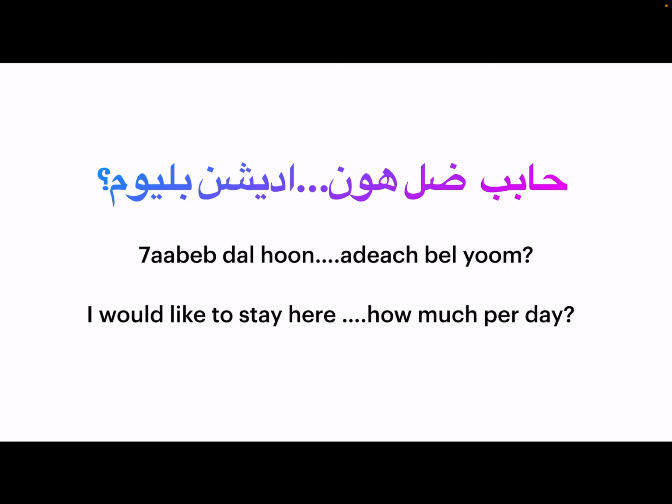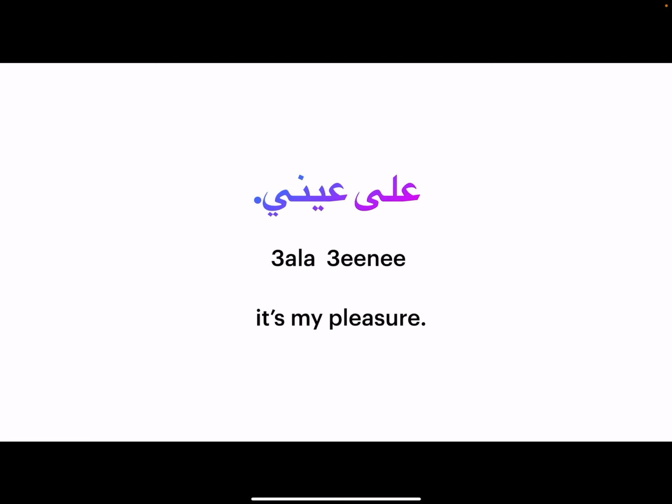So if you want to say in Arabic, I would like to stay here. Let's say you are in a hotel or in a hostel and you like this place and you want to say that, you say I would like to stay here. How much per day? حابب ضل هون قديش باليوم. تمام. على عيني. This is a super useful phrase.